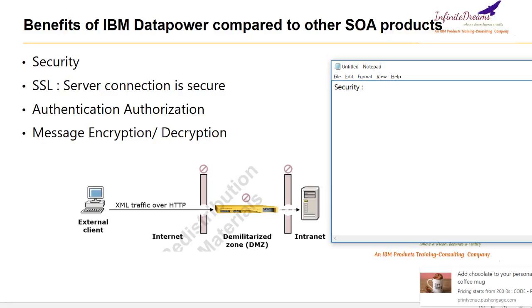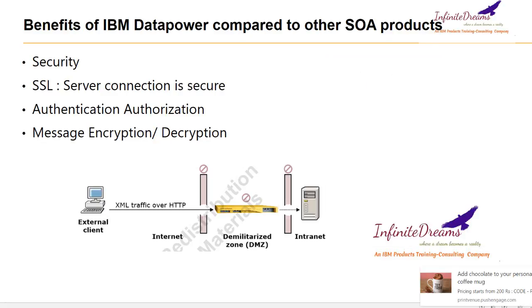Okay, so we can understand this security thing over here. Suppose this is an external client from where the request is coming, and this is the internal server. In between client and server there is a layer. We call this layer a demilitarized zone, or we can say this is a Data Power box.